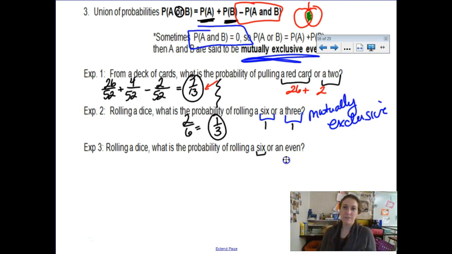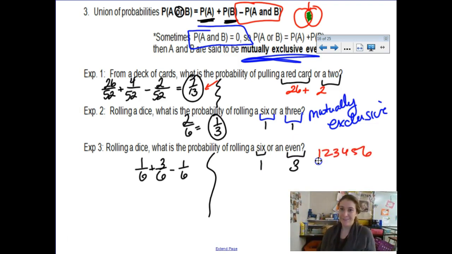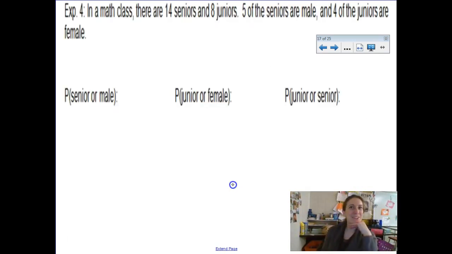And then 6 or even, now that is not mutually exclusive because there's 1 6 on the dice. But then even numbers would be 2, 4, 6. So there's 3 of them technically. However, you've counted the 6 twice, haven't you? So you got to subtract that off. Now for me, I don't do the problem that way. I say, okay, here's my sample space. 6, winner. Anything even, winner. 3 out of 6, half, answer half. That's how I do it. It's up to you though.